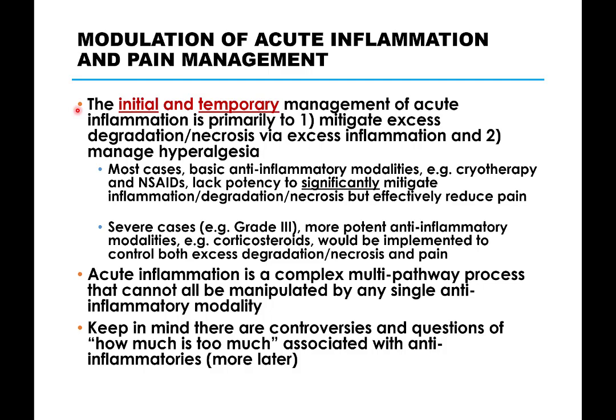So as I emphasized, the initial and temporary management of acute inflammation following a muscle strain, particularly during the acute treatment phase, is to one, mitigate excess degradation and necrosis to reduce the wound gap to help support quality healing, and two, to manage hyperalgesia, since as we know, inflammation accompanies the accumulation of chemical noxious stimuli. And managing hyperalgesia is of course to help not only with comfort, but also with facilitating early mobilization and early functional recovery.